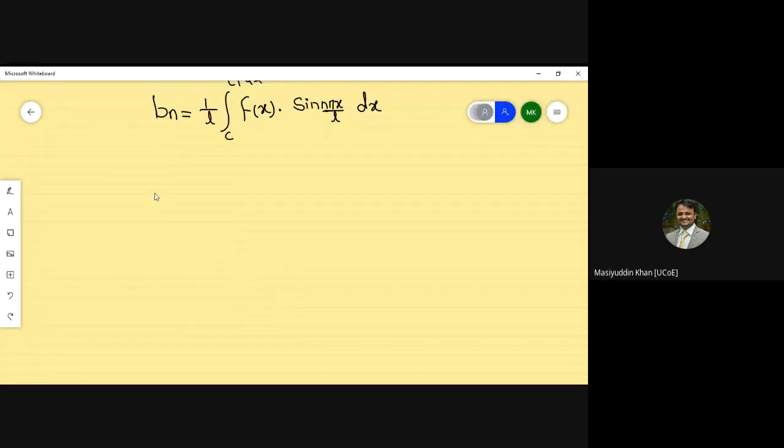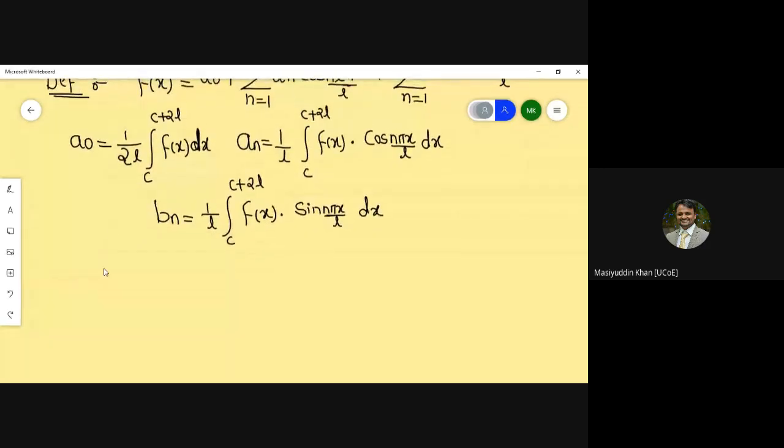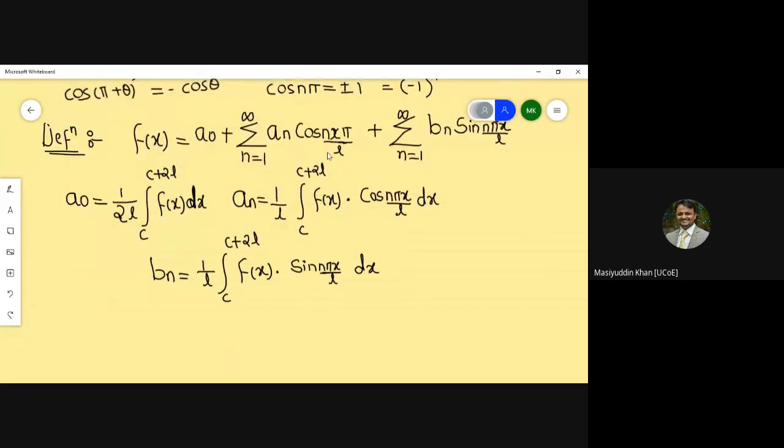The formula of a Fourier series is f of x equal to a0 plus summation of n equal to 1 to infinity a n cos of n pi x by l, plus summation of n equal to 1 to infinity b n sine of n pi x by l, where a0 is equal to 1 by 2l integral c to c plus 2l f of x into dx. A n is equal to 1 by l integral c to c plus 2l f of x into cos of n pi x by l into dx.